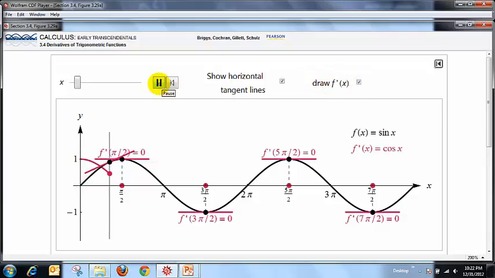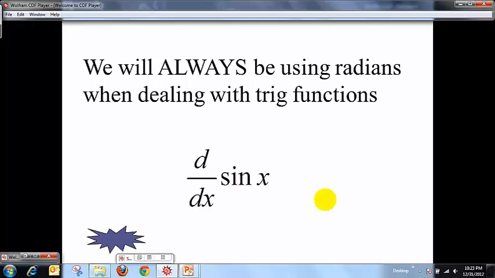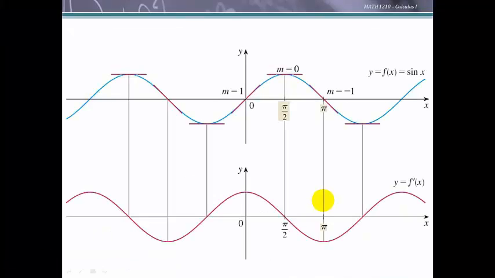So we see as we plot the derivative function that we are plotting a cosine function. Everywhere that the sine has a maximum, the cosine equals 0. You can see here where the sine is increasing, the cosine function is positive. Where the sine is decreasing, the cosine function is negative. So we've seen graphically that the derivative of sine is cosine.